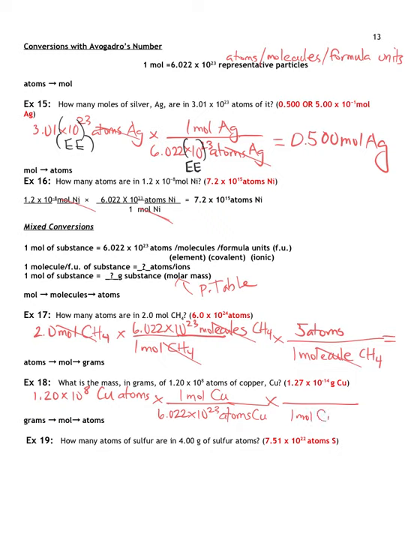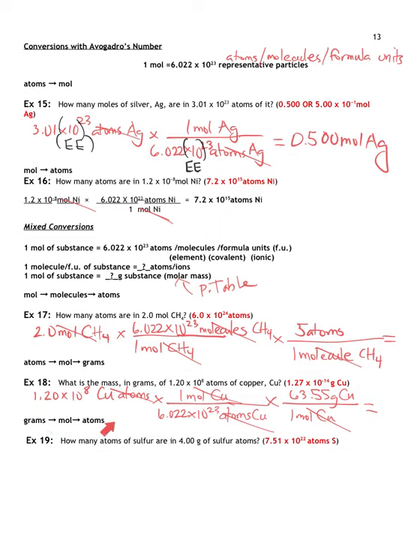So a mole of copper has a mass of 63.55 grams. This is based on the periodic table, so I'm using the molar mass. Cross-cancel your units and you're left with your grams of copper. How many grams? 1.27 times 10 to the negative 14th grams of copper.